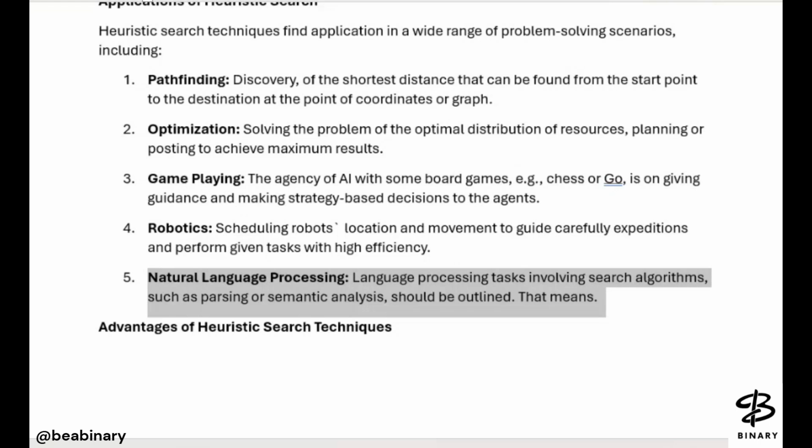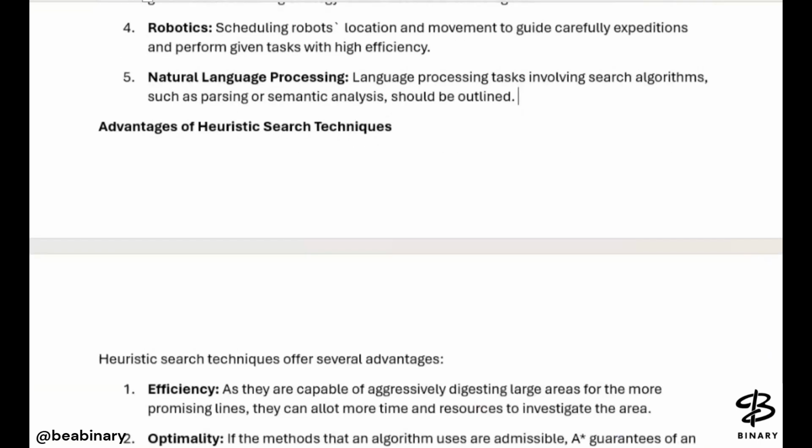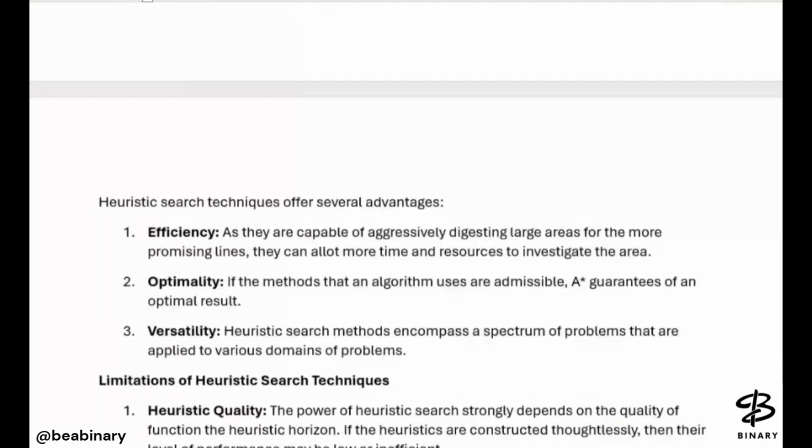So here we are talking about various natural language processing. So what are the applications of heuristic search techniques? Pathfinding, optimization, game playing, robotics, and natural language processing. Now, what is the advantage of the heuristic approach? We have discussed. The heuristic approach is efficient, optimal, and versatile.